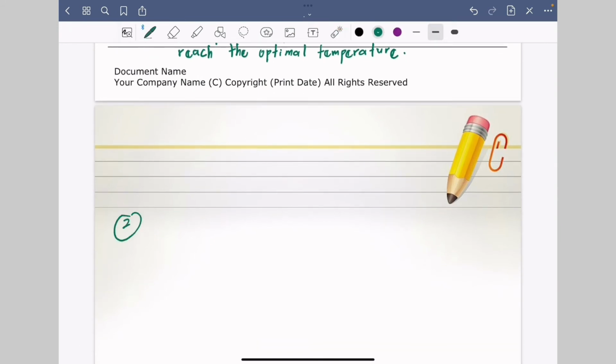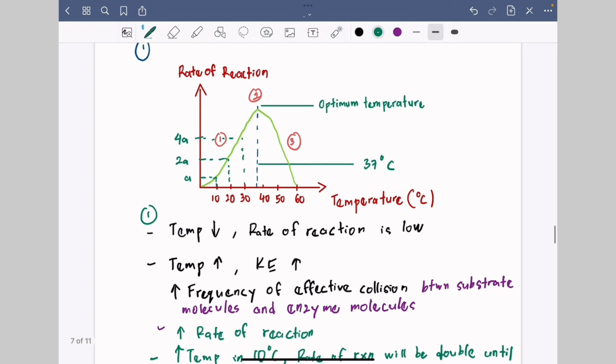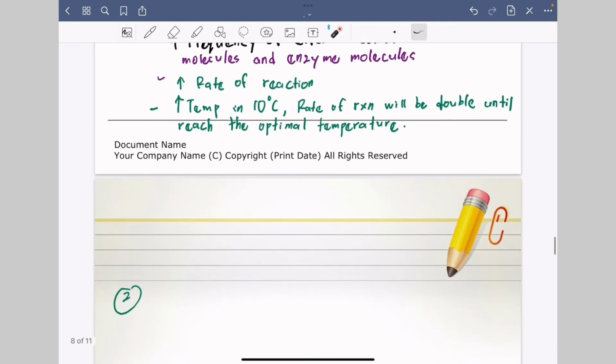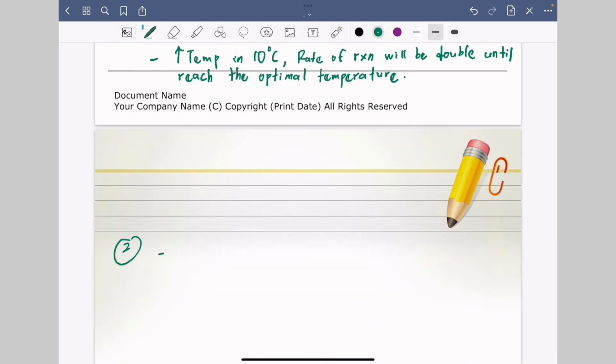Okay, point number 2, which is at the optimum temperature. The point is the enzyme reaction is at maximum. And we can also mention that the optimal temperature is 37 degrees Celsius.